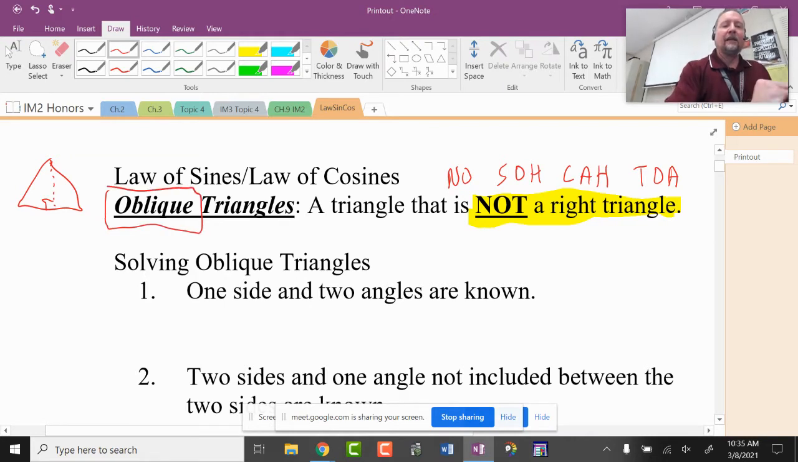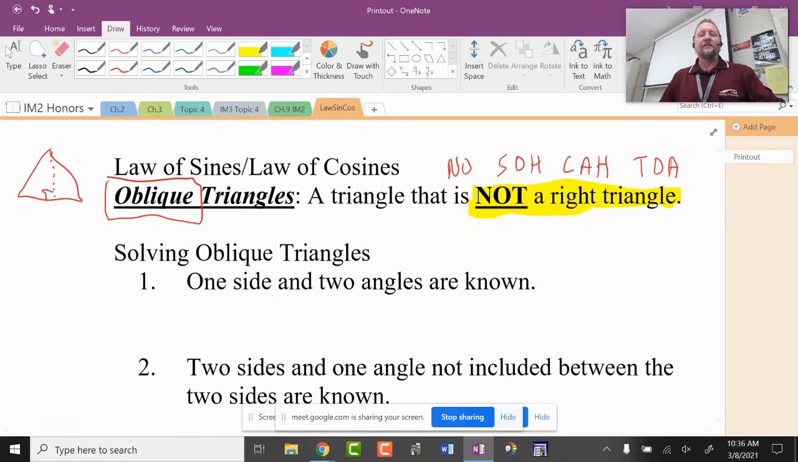The word for the day is oblique. Oblique triangles mean non-right. So we need a different thing in order to solve them. One of them is the law of sines.